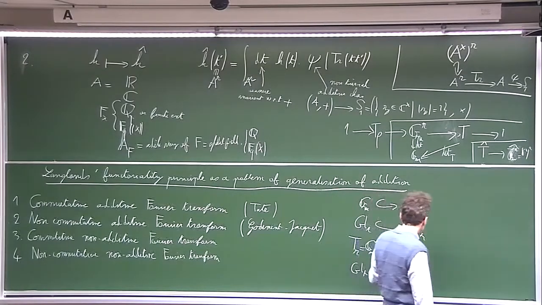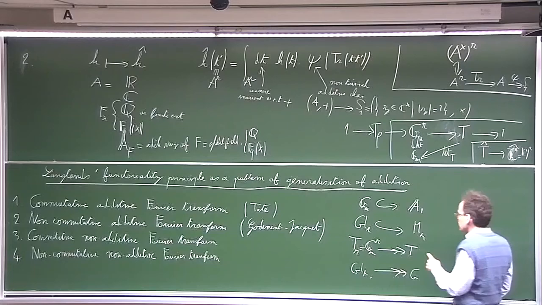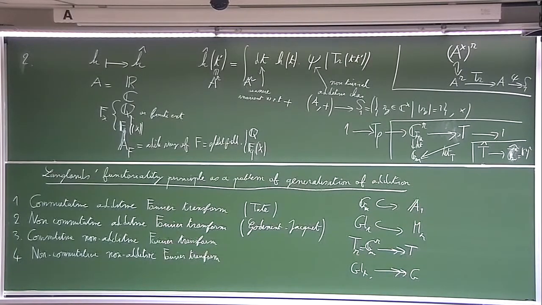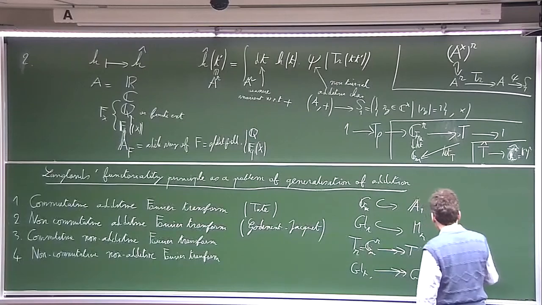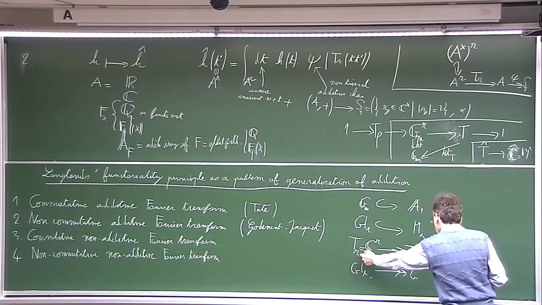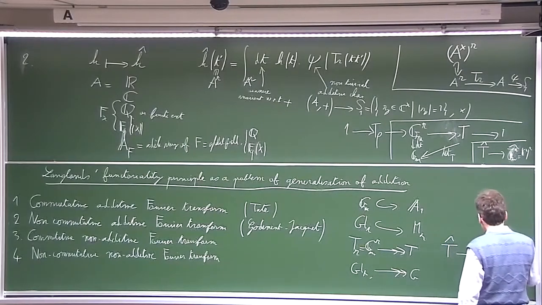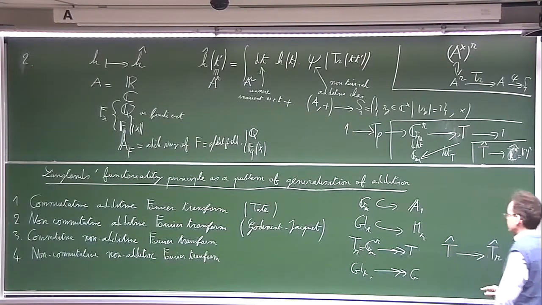So the genius idea of Langlands is the following. Instead of considering here a morphism from TR to T, you consider the same as a homomorphism between the dual groups. And it has the advantage that it goes in the other direction.